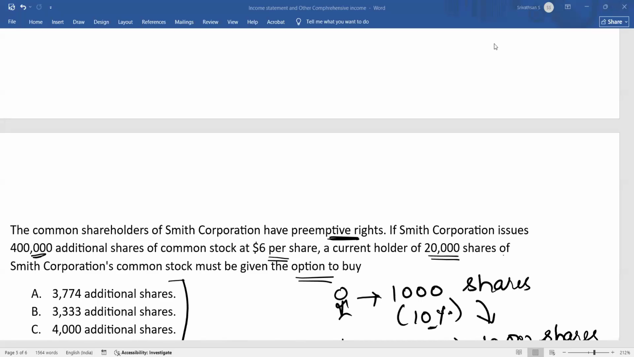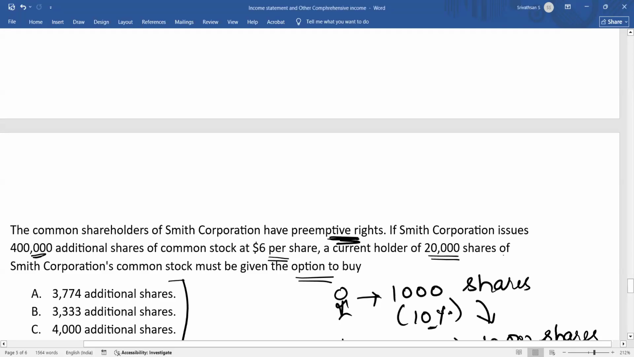So in order to maintain the same proportion of ownership by the existing shareholders, the company will give a right to the existing shareholders to purchase additional shares when the company is issuing new shares. So that right is nothing but preemptive rights.